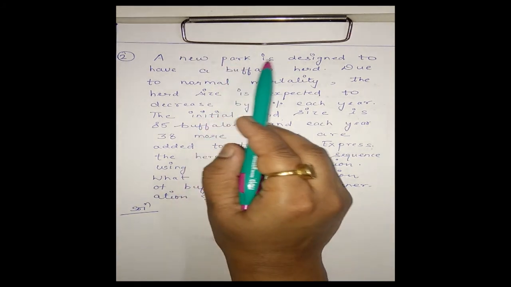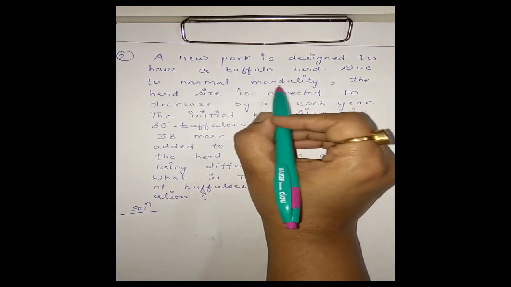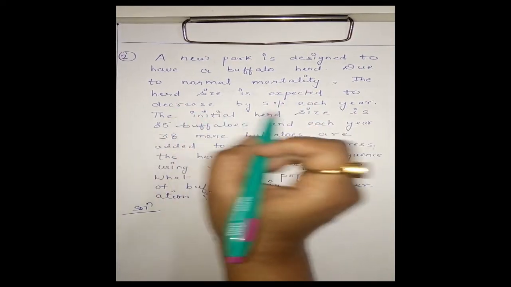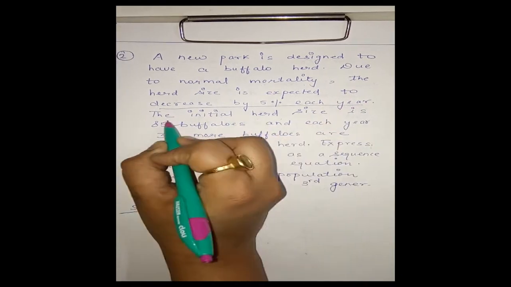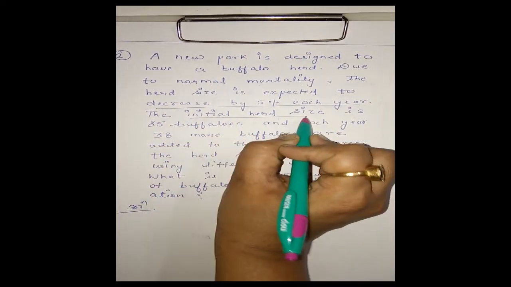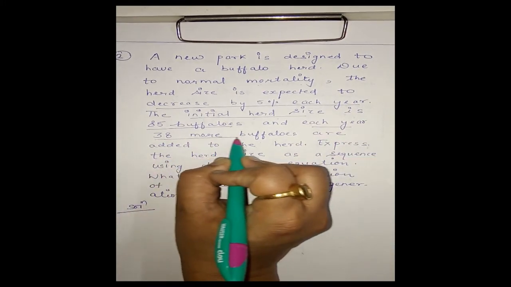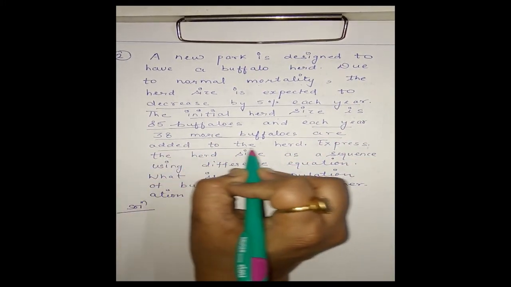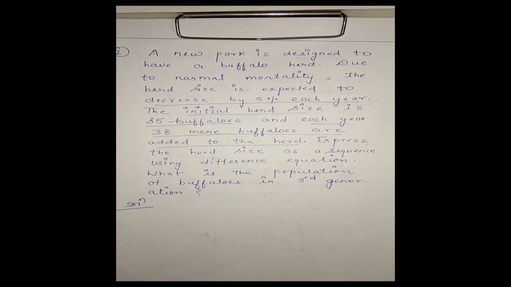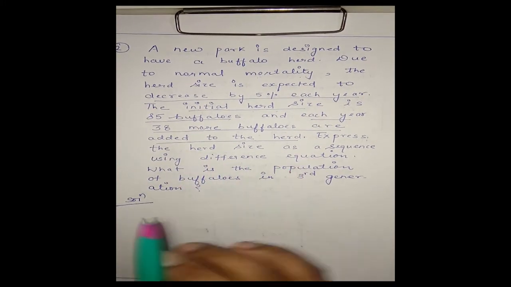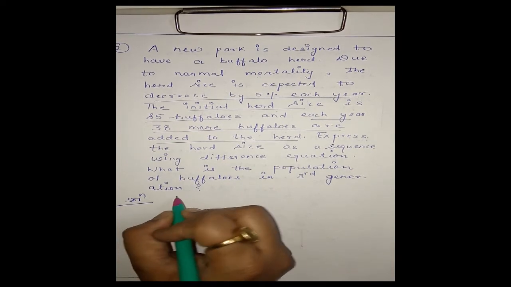Clear? A new park is designed to have a buffalo herd. Due to normal mortality, the herd size is expected to decrease by 5% each year. The initial herd size is 85 buffaloes, and each year 38 more buffaloes are added to the herd. These are the given conditions in this particular problem. Clear? Now, let us solve this problem.